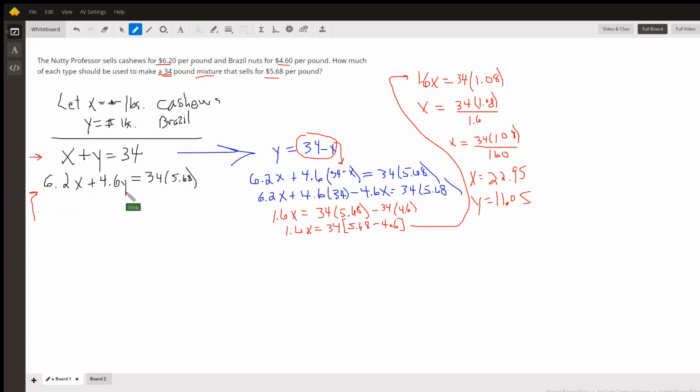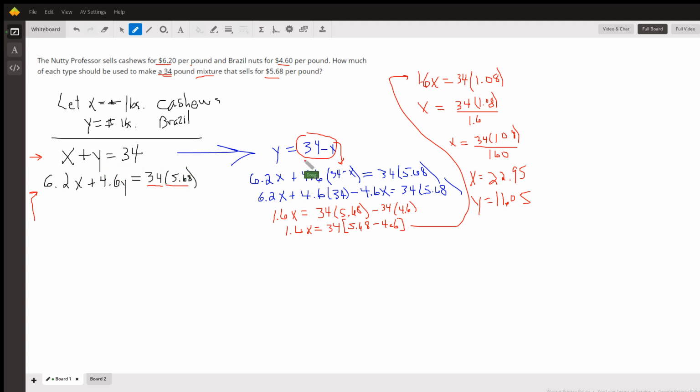Y is the number of pounds of Brazil nuts. Multiply that times 4.6, we'll get the value of the Brazil nuts in the mixture. And we want the total mixture to be worth 34 pounds times $5.68.